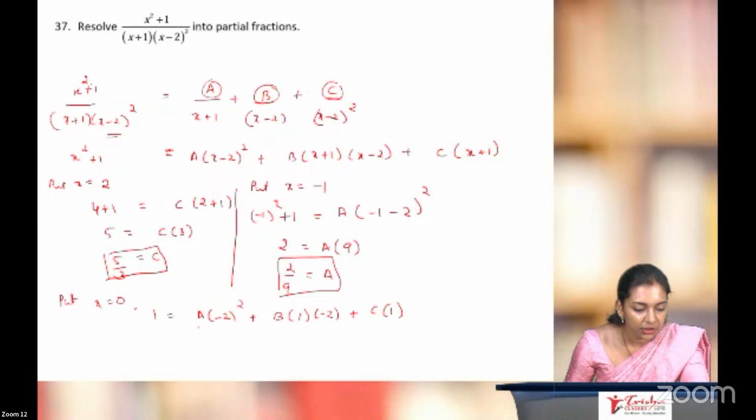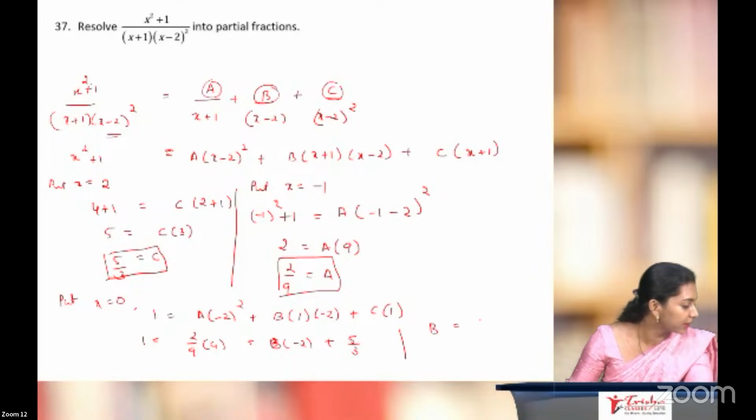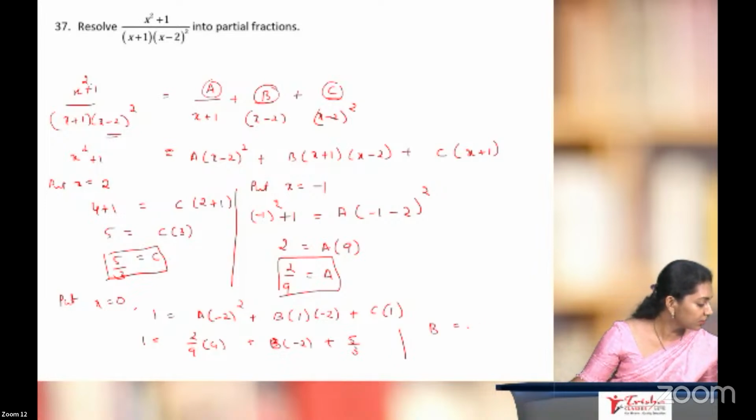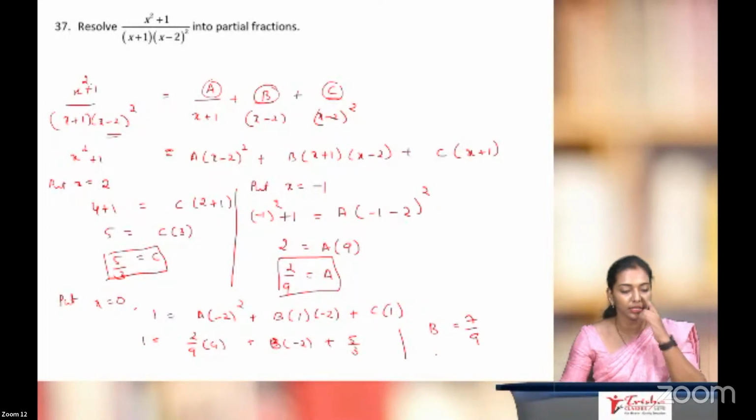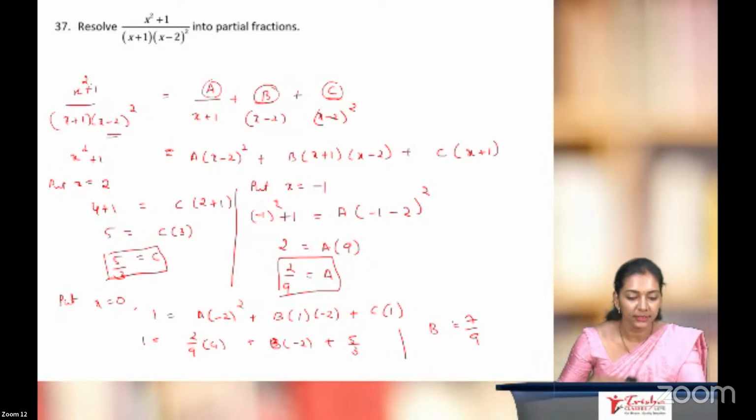Now, here you have A, you have C. You can substitute 1 equal to, what is the value of A? 2 by 9 into 4 plus B into minus 2 plus C, what is C? 5 by 3. So now ultimately when you simplify this, I'll directly write the answer. So the B value you're going to get is 7 by 9. Just check it once. Just go on simplifying, that's it. So 7 by 9.